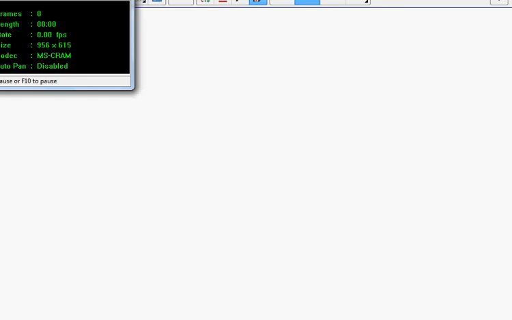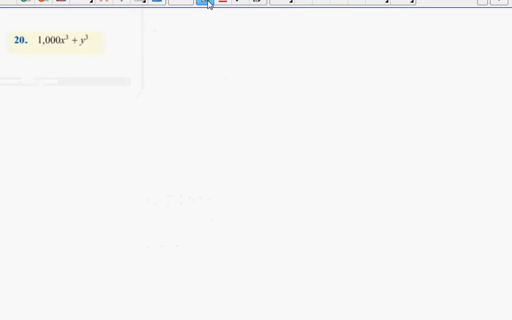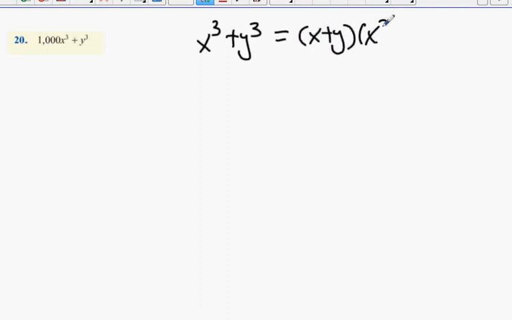Okay, there we go. So this is question 20 on the first exercise. Now, what we're looking at is the difference of two cubes, or adding two cubes together. There's a preset formula for this in your book. You've got to know it off by heart sooner or later.